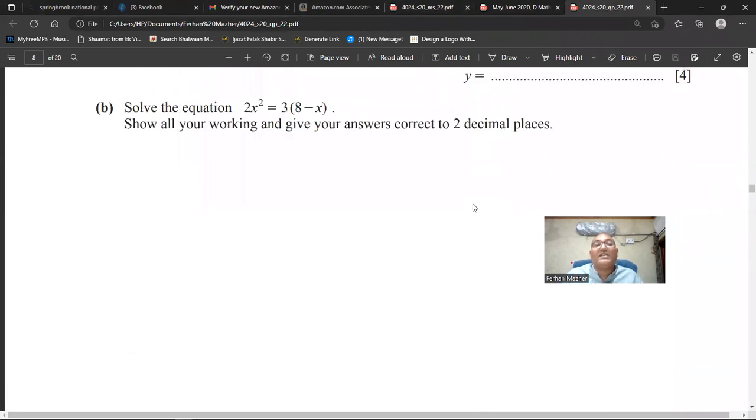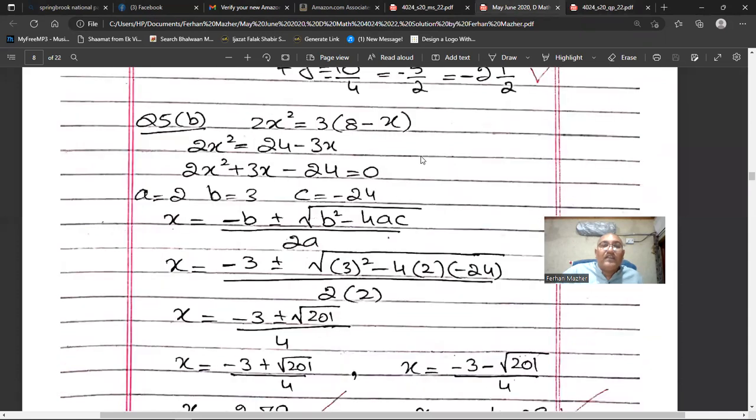He says solve the equation. That's question number 5, part B. Solve the equation 2x squared equals 3 bracket 8 minus x bracket close. Show all your working and give your answers correct to 2 decimal places. So we will open this and make the standard quadratic form, and then I will apply the quadratic formula. So here we go.